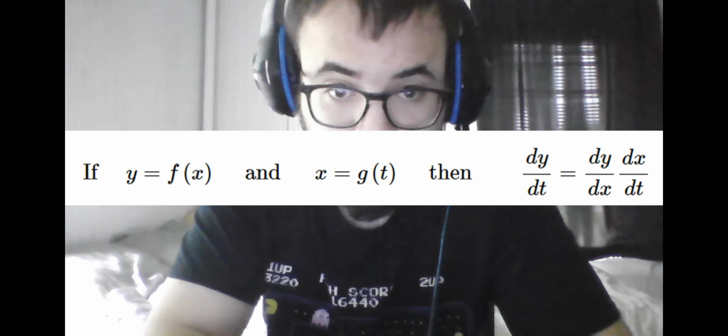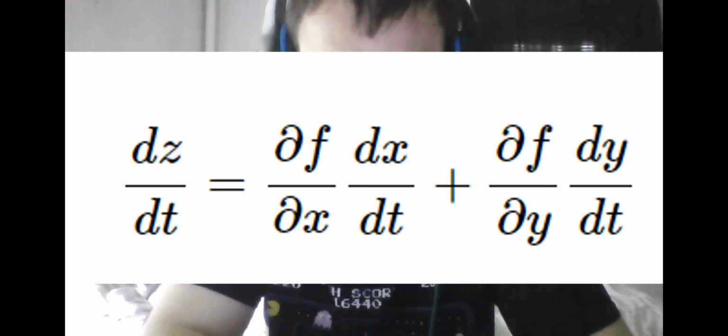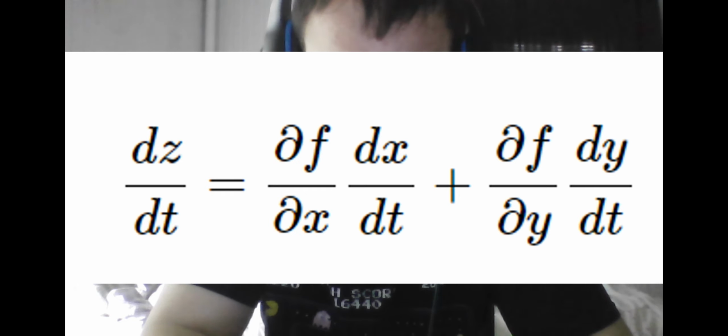So if we are asked to find the derivative of z with respect to t, where z is a function of x and y, and x and y are two separate functions of t, we do this by partial derivative with respect to x times change in x over change in t plus partial derivative with respect to y times change of y with respect to change in t. And this is our final answer for the change in the overall function with respect to t.